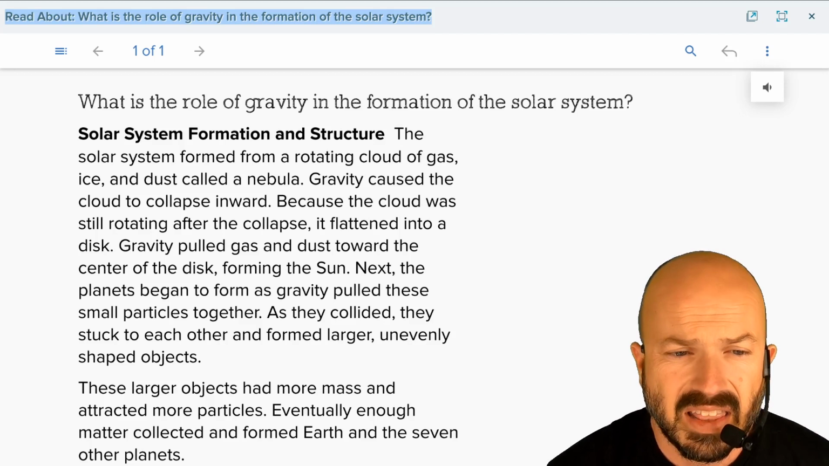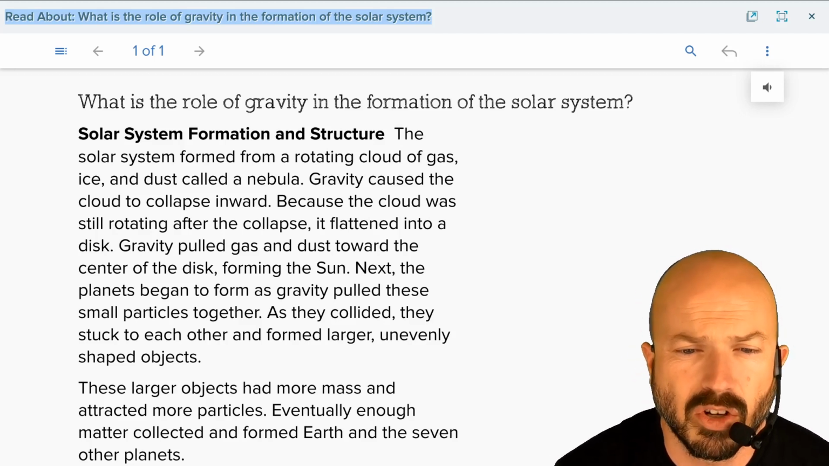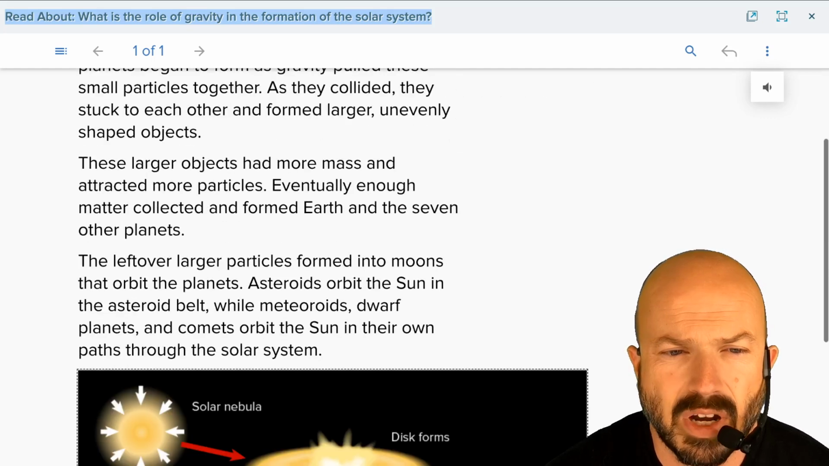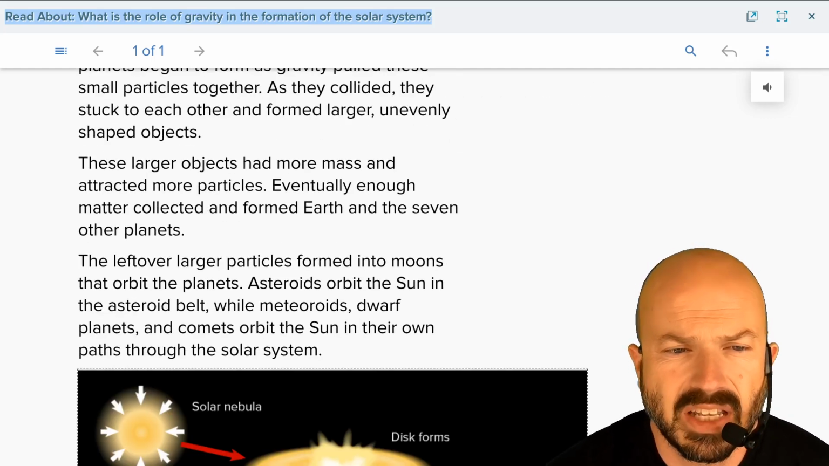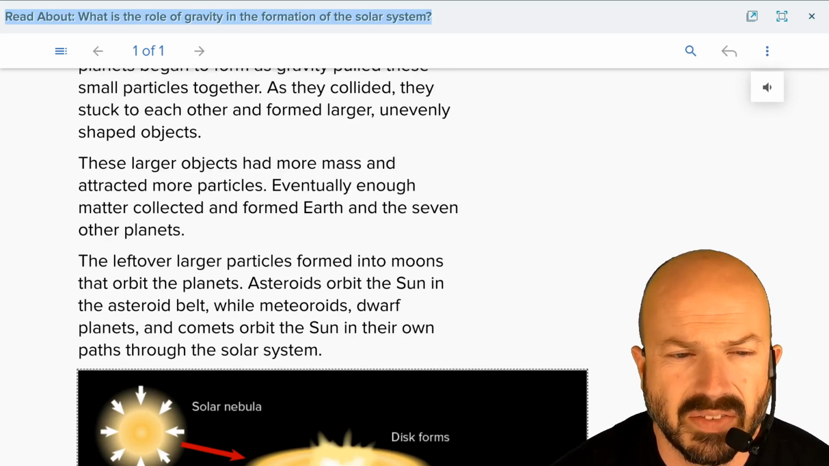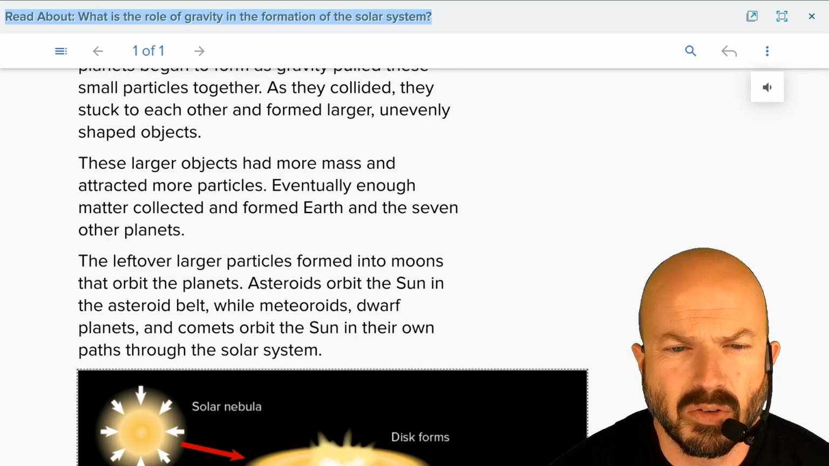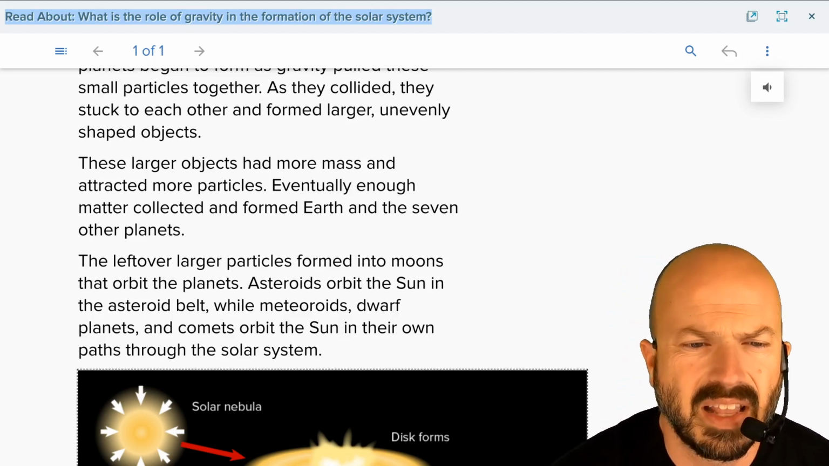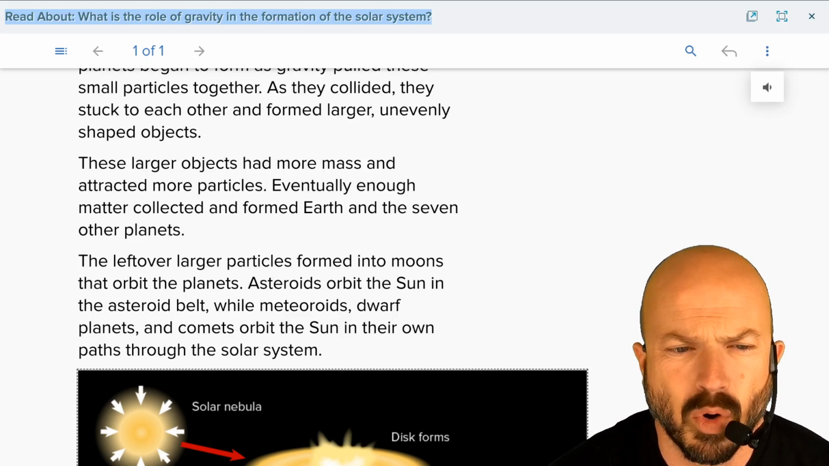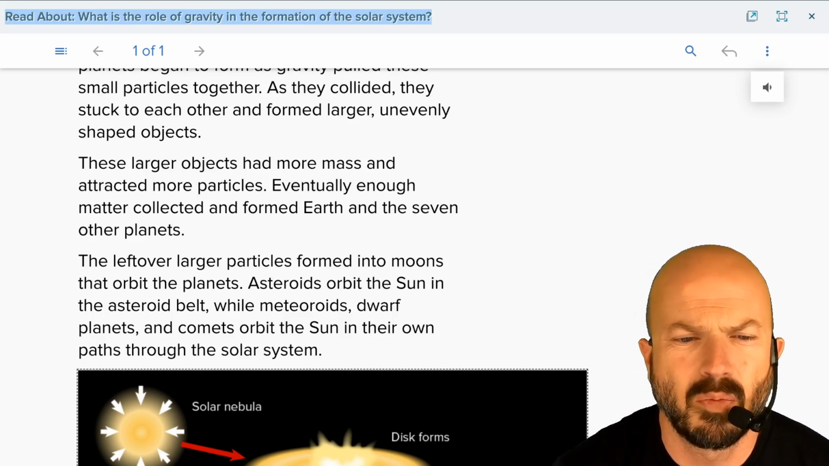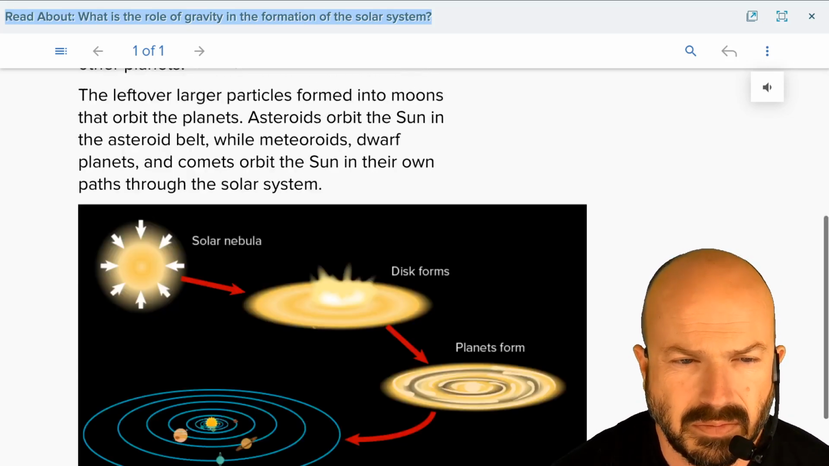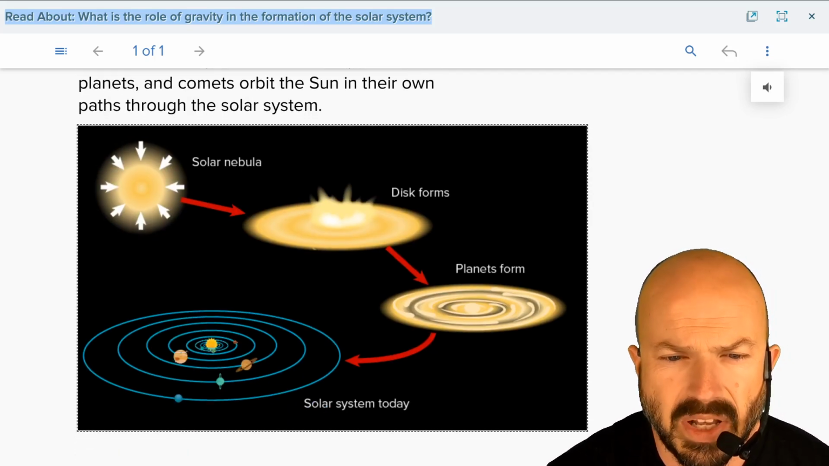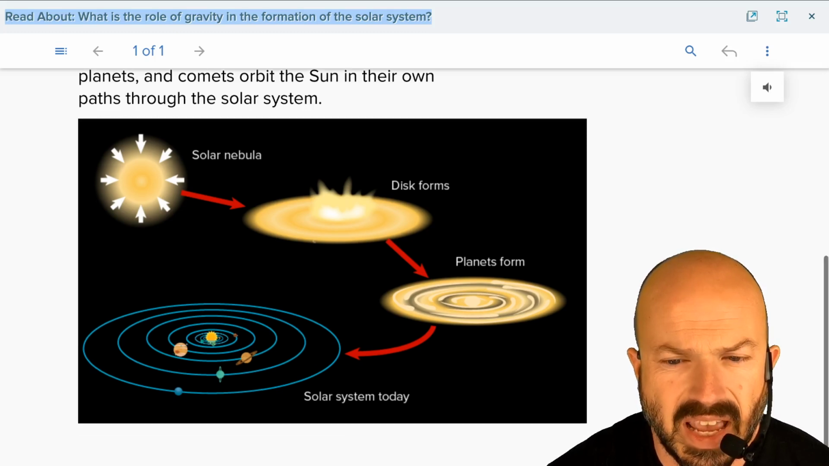As they collided, they stuck to each other and formed larger, unevenly shaped objects. These larger objects had more mass and attracted more particles. Eventually, enough matter collected and formed Earth and the 7 other planets. The leftover large particles formed into moons that orbit the planets. Asteroids orbit the sun in the asteroid belt, while meteoroids, dwarf planets, and comets orbit the sun in their own paths through the solar system. So it went from a solar nebula to a disk forming, to a planet forming, to the solar system today.